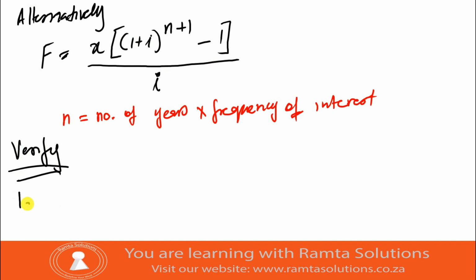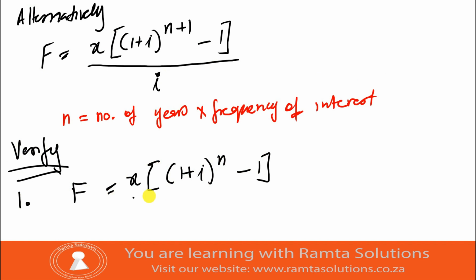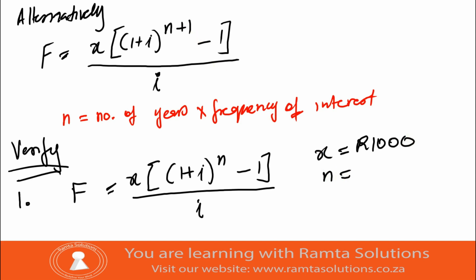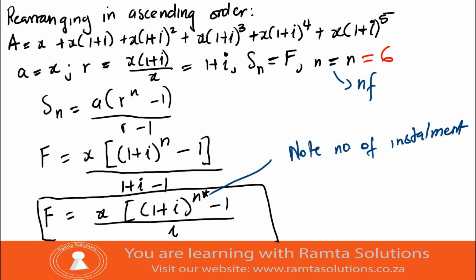I will begin with the first one. I'm verifying F equals X into (1 plus i) to the n minus 1, all over i. Our X, which is the installment, is 1,000. Remember, normally when we talk about n, I like saying to you, especially for a case like this, say your n is last minus initial, plus 1.